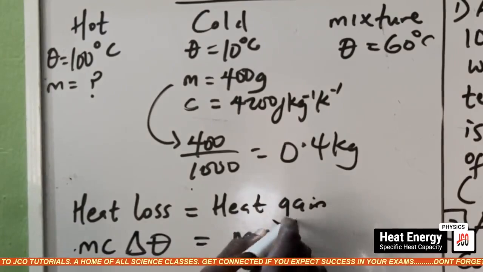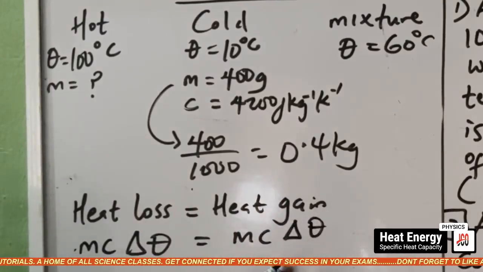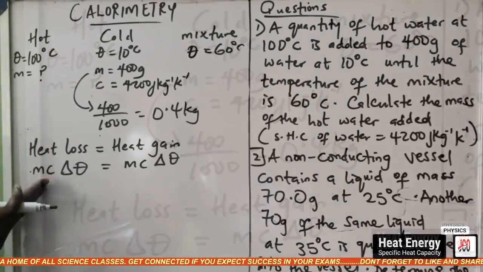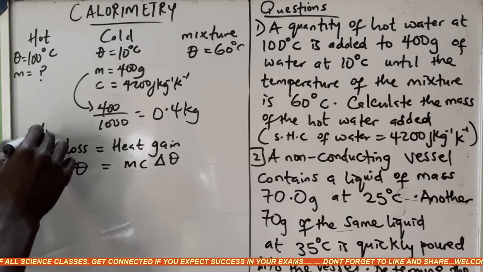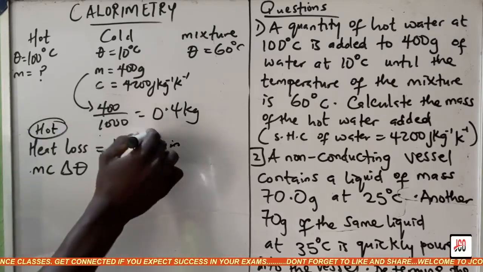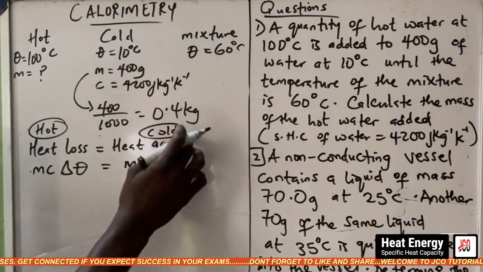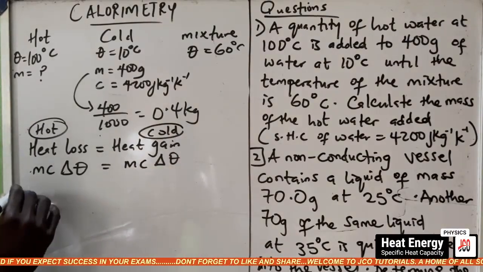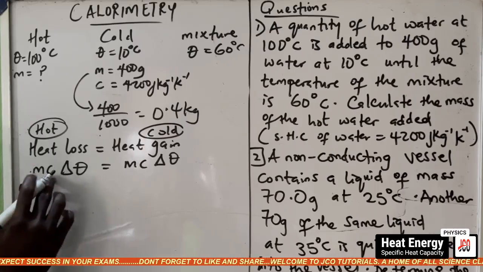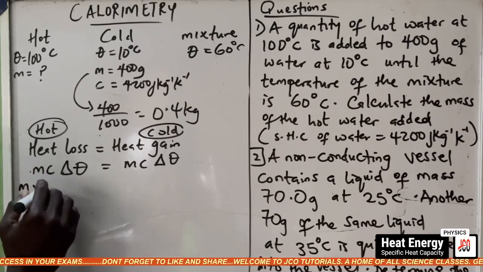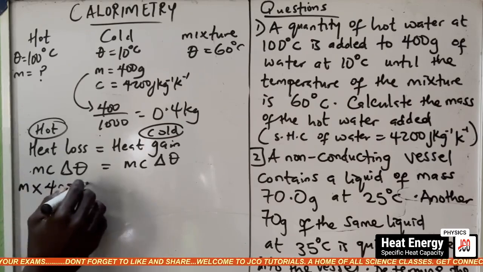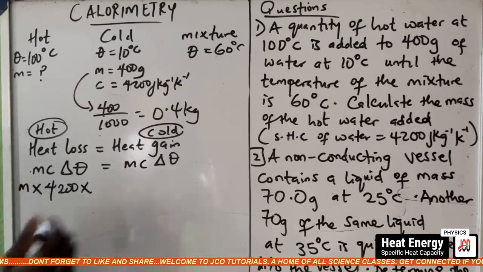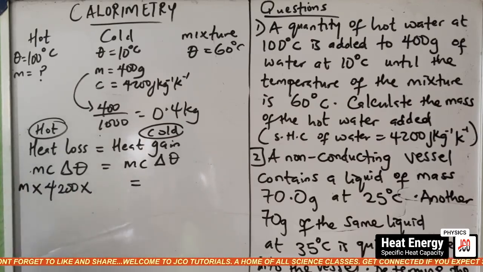Your mc change in theta, that's also the formula for quantity of heat. So in this case, we'll be looking at this side for the hot water, and this side for the cold, because cold is the one gaining heat. The mass of the hot is unknown. The specific heat capacity of the water is 4200. The change in temperature, now this is where you must be very careful.